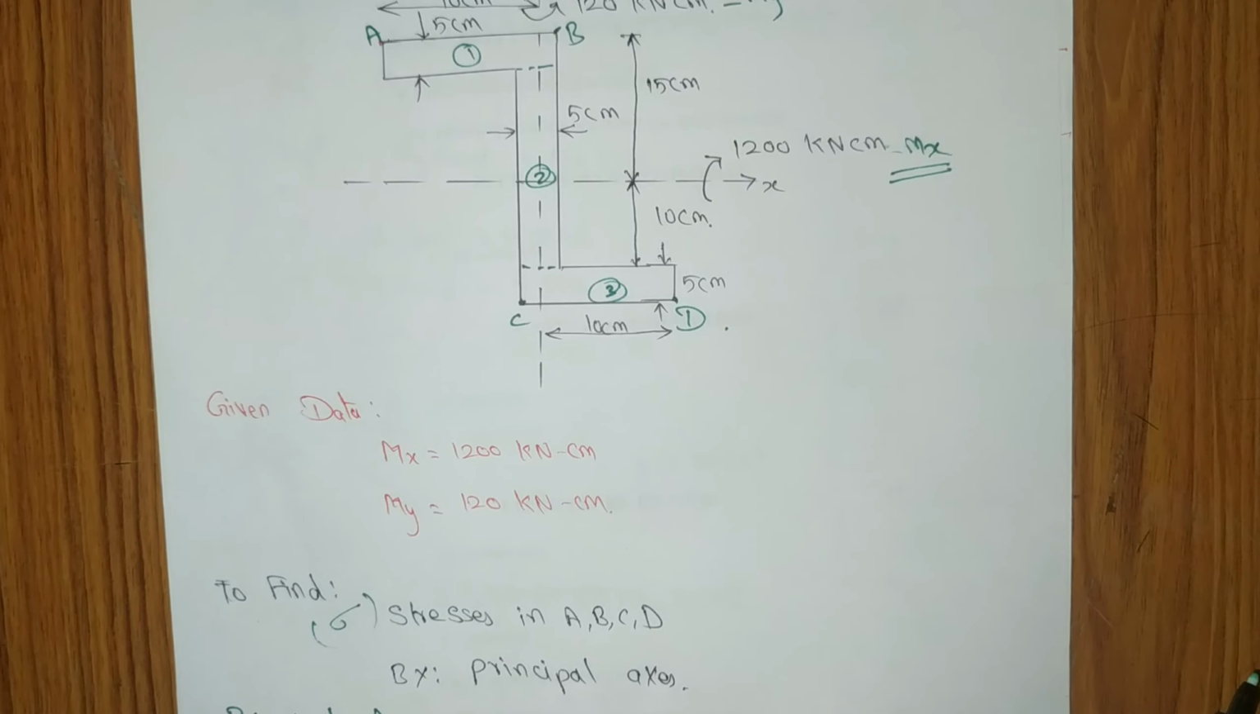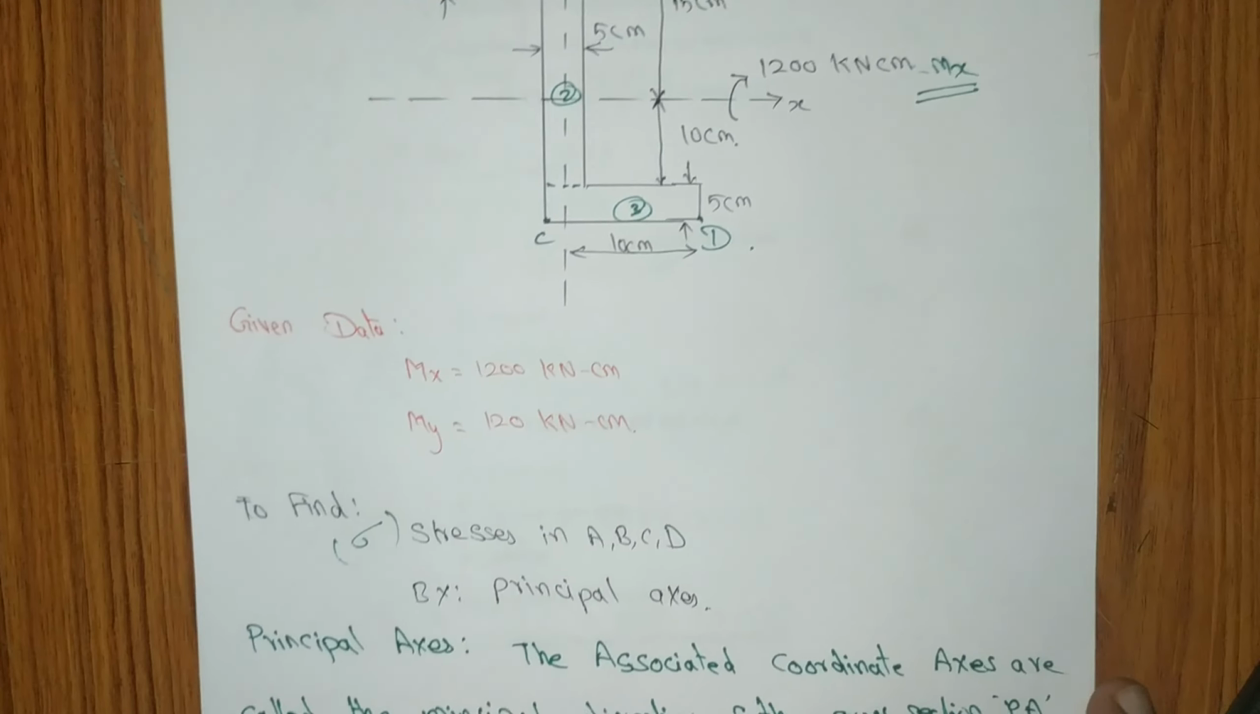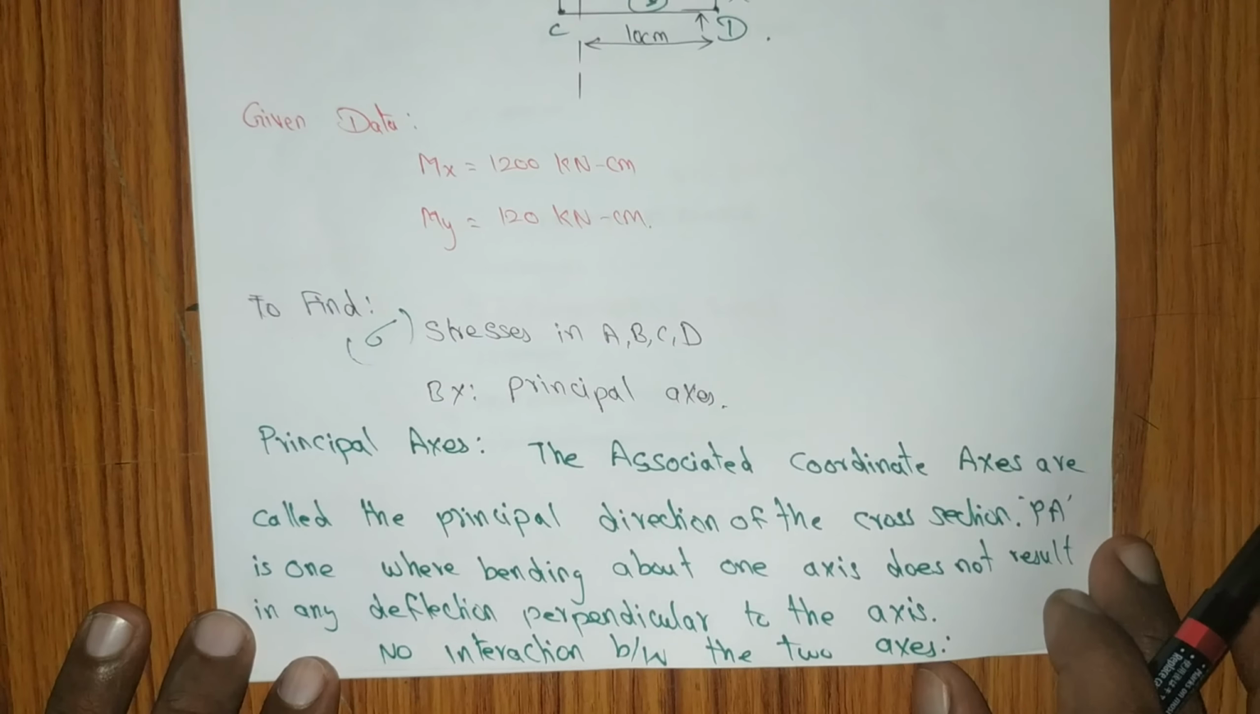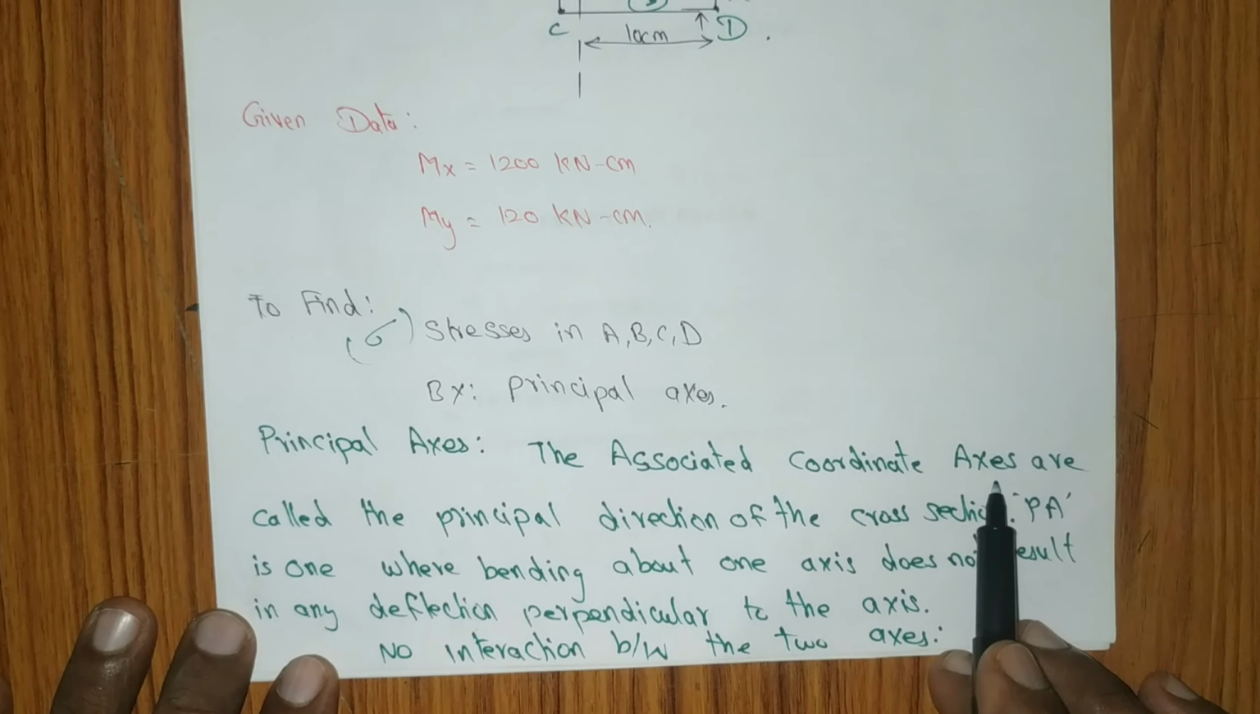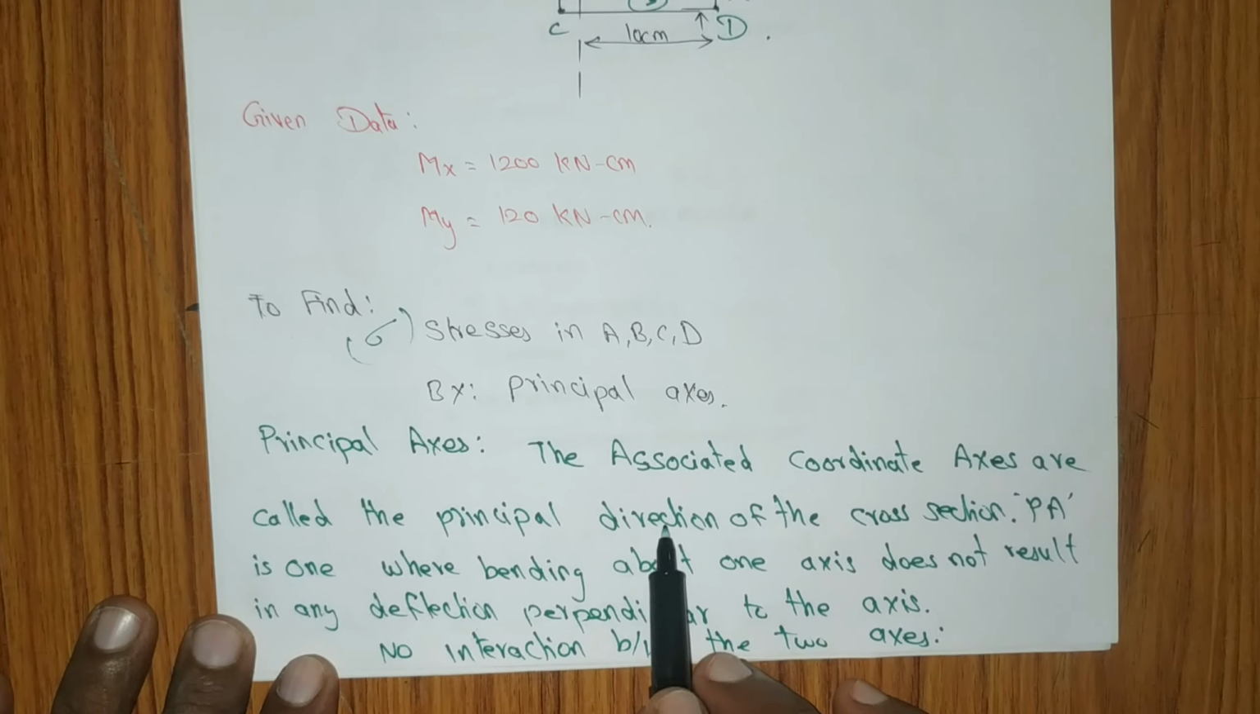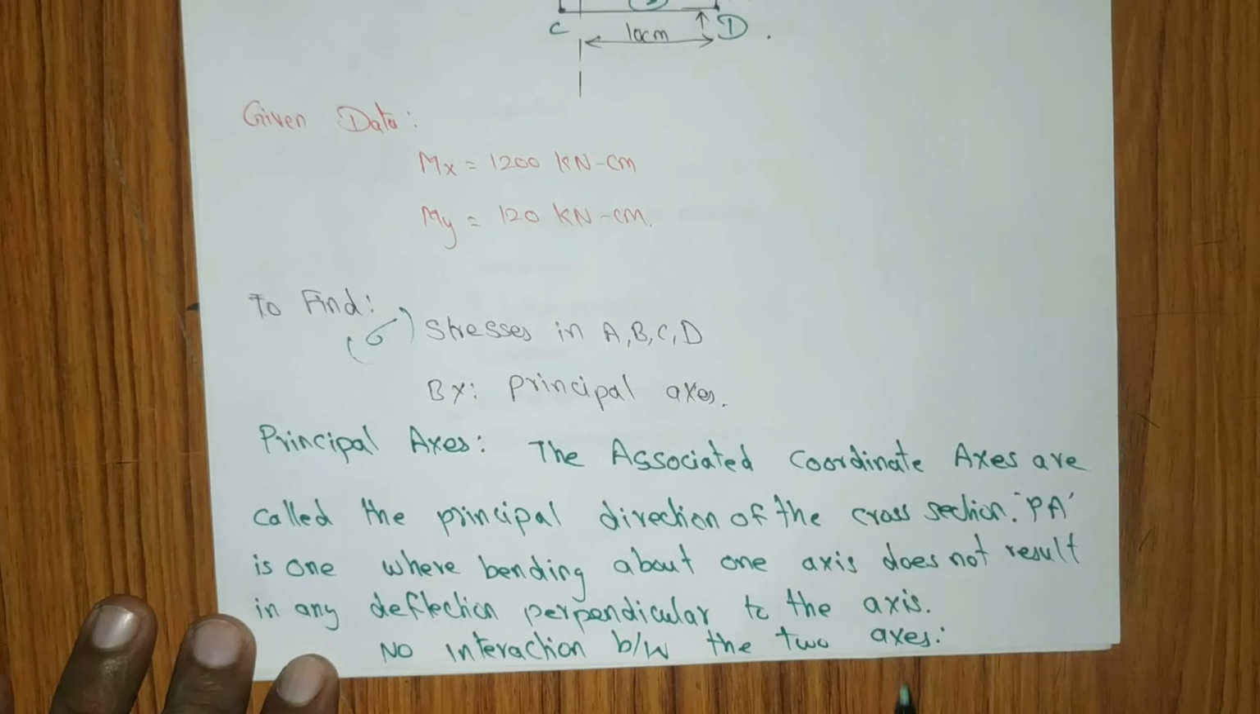Before, we have seen the K method and neutral axis method and principal axis method. In a similar fashion, we have to find Ixx, Iyy, Ixy. Then we go for the principal axis moment of inertia formulas. So what is principal axis? The associated coordinate axes are called the principal directions of the cross section. If you take any cross section, the principal axis is one where the bending moment about one axis does not result in any deflection perpendicular to that axis. Okay, so there is no interaction between the two axes. We call it moment of inertia with respect to xy equal to 0.